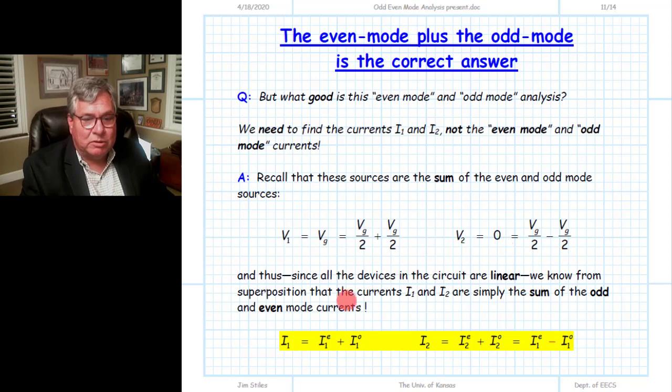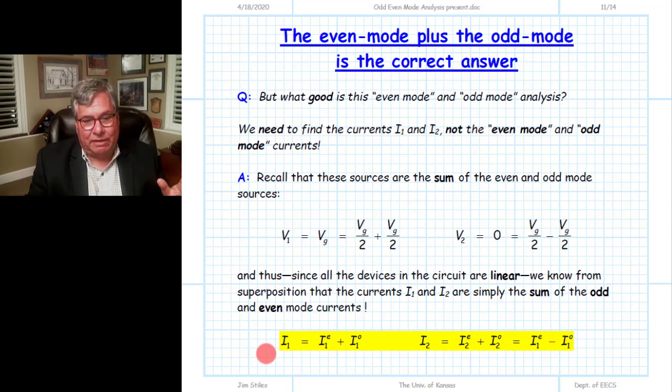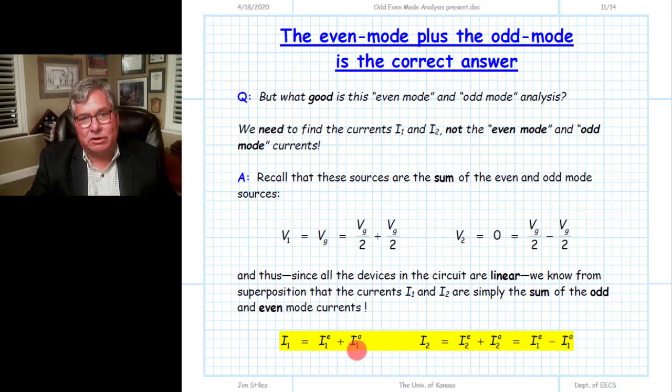More importantly, what we want to do is then determine the current at port 1 and the current at port 2 by simply adding the even and odd mode solutions together. And so we go through for current at port 1 and add the even mode current at port 1 to the odd mode current at port 1. And that is the correct answer. That is the current that we get for port 1.